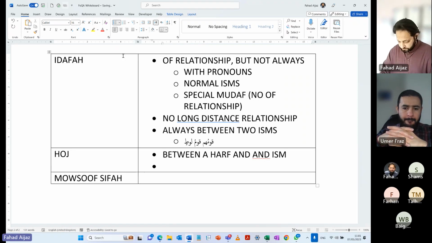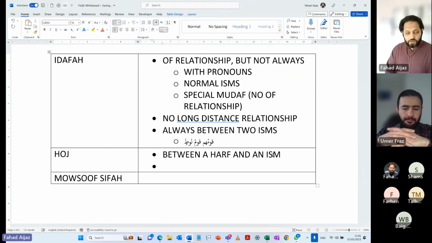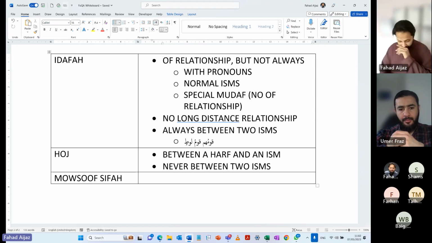And an ism. Okay. It's never between two isms. Never between two isms. Harf of jar cannot be between two isms, because you call it harf of jar. There has to be a harf in it. Okay.